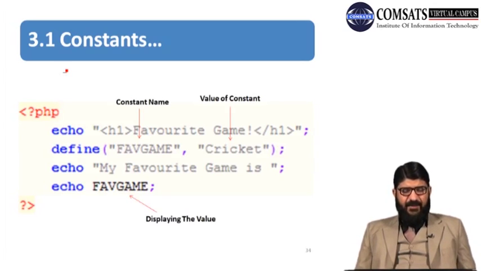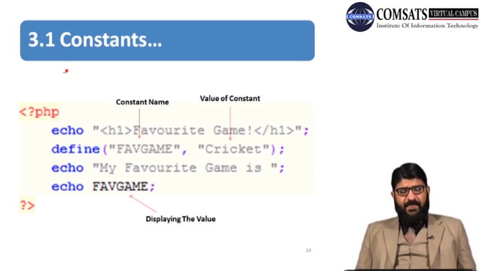Let's see the example of it. PHP tag is started, and then the heading tag is mentioned as favorite game. And now define is basically used, and then in inverted commas F game is mentioned. This is the constant name, and then cricket is mentioned. This is basically the value of the constant. F game is a shortcut for favorite game, and then the value is mentioned.